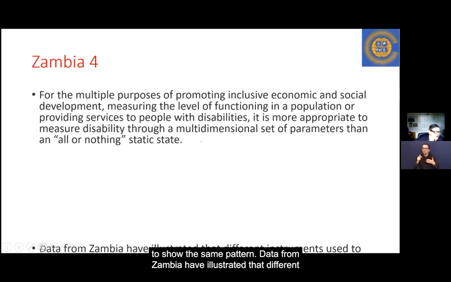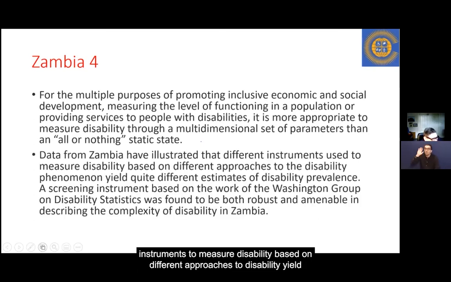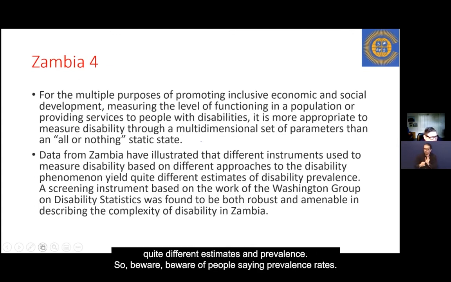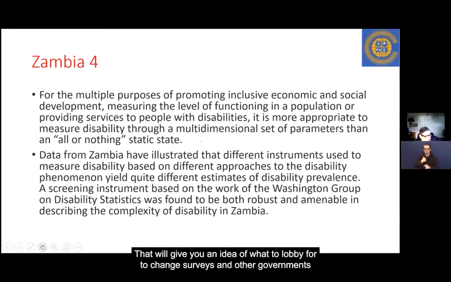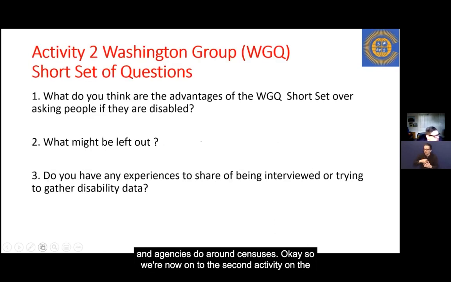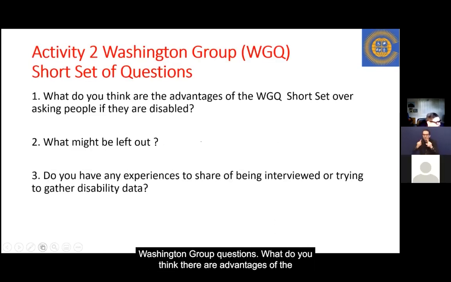Data from Zambia have illustrated that different instruments used to measure disability, based on different approaches to disability, yield quite different estimates of prevalence. So beware of people saying prevalence rates. Ask, what tool did you use to get to this? Drill down into it and ask yourself, as a disabled person, what would I have answered to this question that's being asked here? What would other people I know answer? And that will give you an idea of what to lobby for to change surveys that government and other agencies do, and censuses.